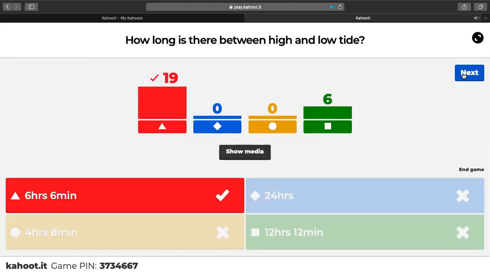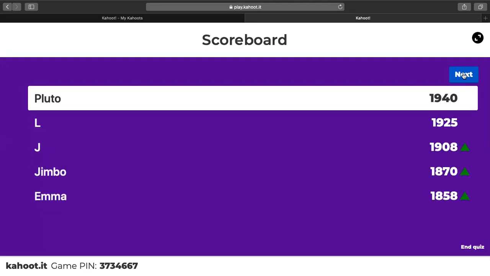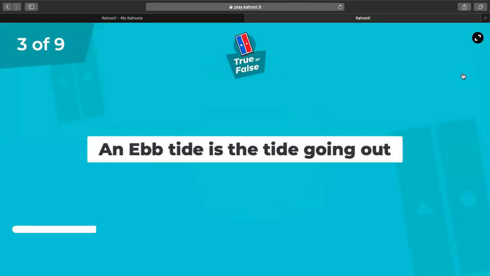Ooh, okay, lots of people got that right. A couple of people might have thought it was 12 hours, 12 minutes. There's a little bit of a trick question. If the question was, how long is it between high tide and high tide, those who answered green would have been right. But actually it was between high tide and low tide. Nearly a trick question. Pluto stays in the lead, well done. Closely followed by L, and then J, and then Jimbo, and then Emma. Well done, everybody. Okay, next question.